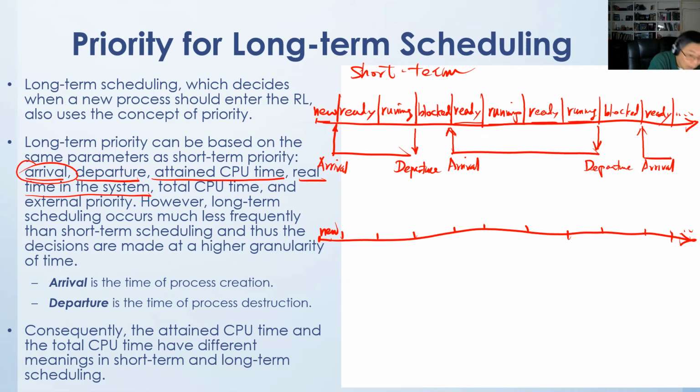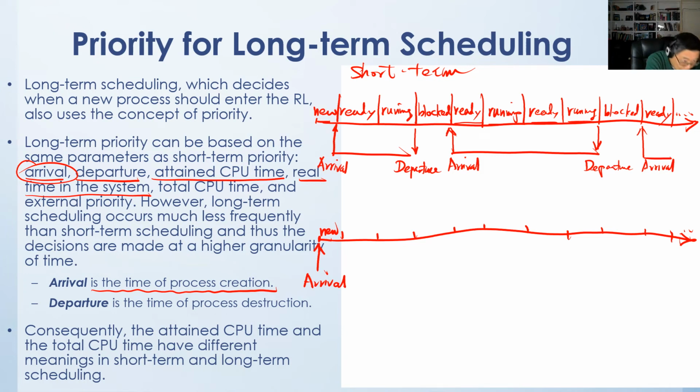So now, even though we use the same parameter, the definition for arrival is different from the short term, because you have multiple arrivals for the short term. But for long-term scheduling, the arrival time is defined as the time of process creation. So that's the arrival time. And departure time is the time when the process is destructed.